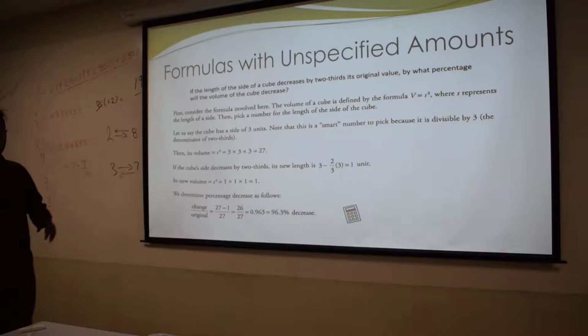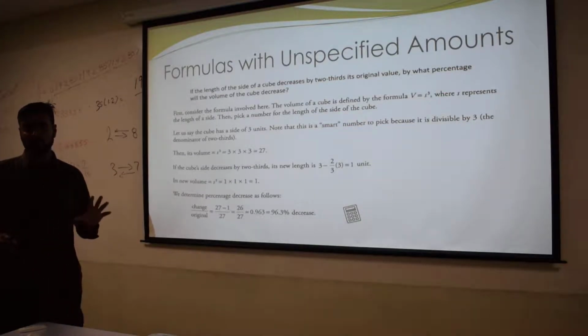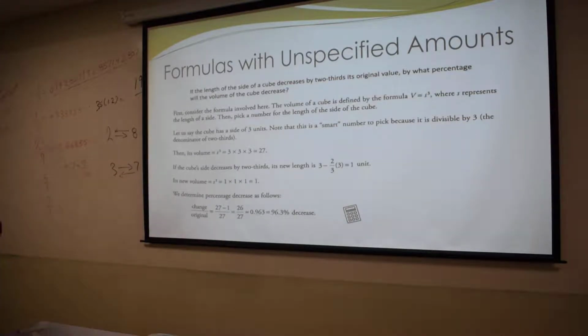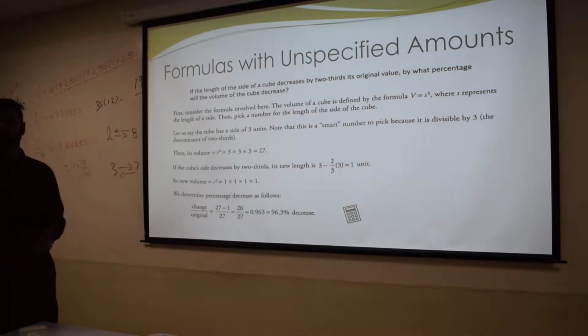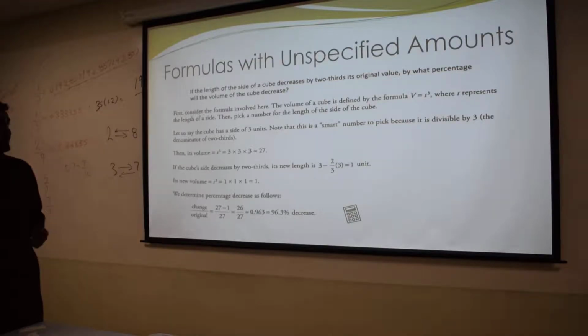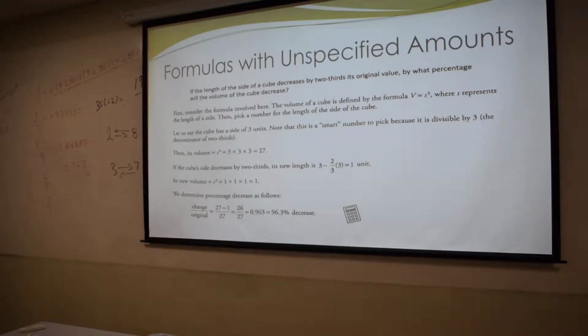Okay, formulas with unspecified amounts. Basically, these are questions in which there are some quantities, and those quantities are in terms of fractions. There is no hardcore number, there are no hardcore values. So in these kind of questions, what you have to do is pick some numbers. For example, let's see this example. Length of a cube decreases by 2/3 of its original value. By what percentage will the volume of the cube decrease?